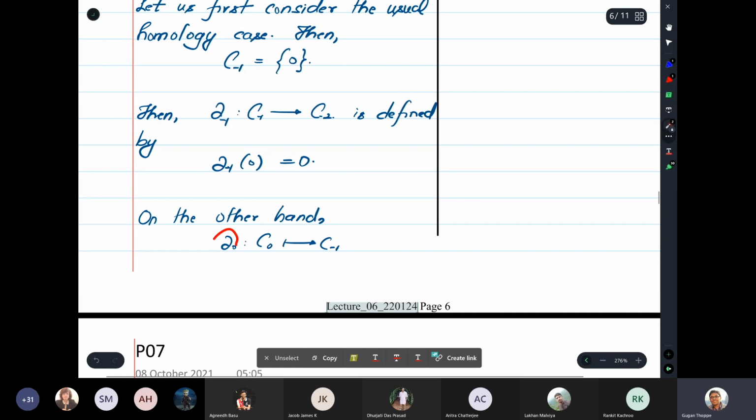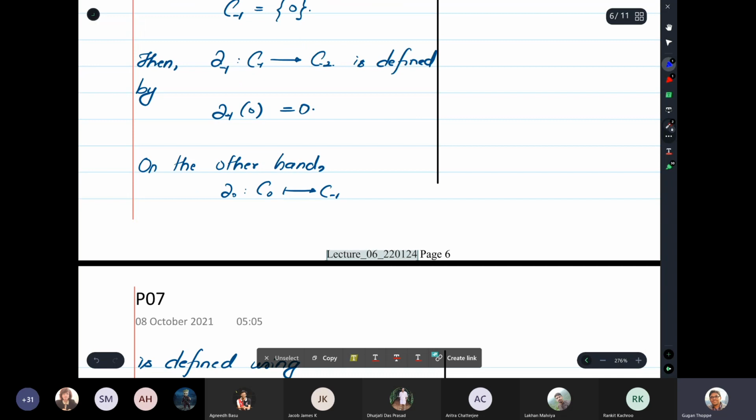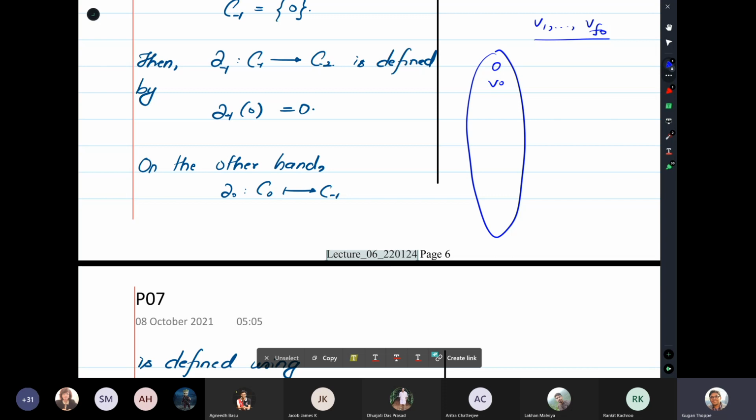Right, now let's look at the case of Daba 0. So for Daba 0, we need to be careful because this C0 over here is not trivial. Right, C -1 is trivial, but C0 need not be trivial. So let's just understand what we are having. So C0, recall, is these different zero chains. We have 0. So let's say there are V1 to Vf0. Okay, so these are the different vertices in this given simplicial complex.